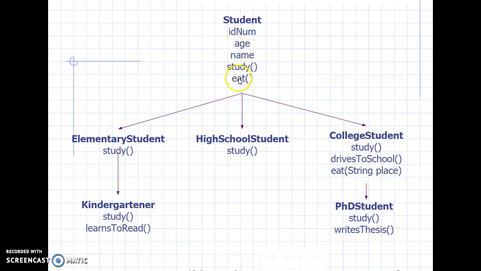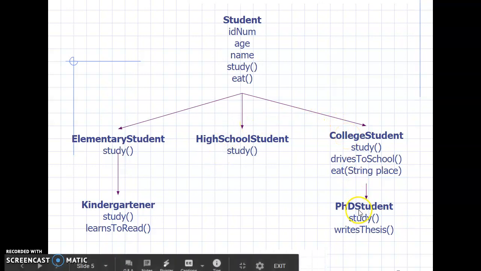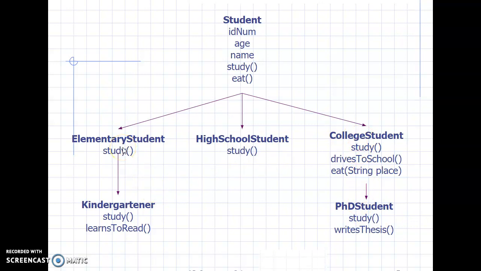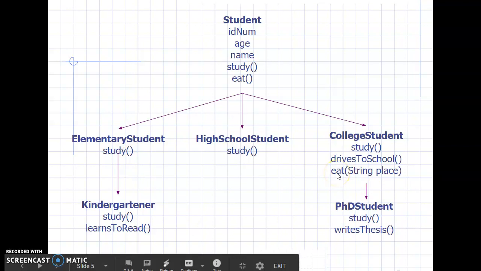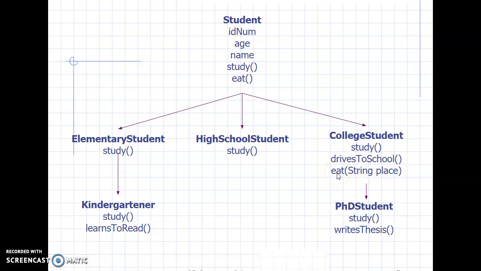Okay, we have a default for study and a default for eat because all students study and all students eat. So now, all students study different ways depending on what type of student they are. An elementary school student studies differently than a high school student, who studies differently than a college student. A PhD student even studies differently than a college student, and a kindergartner definitely studies differently than, say, a fourth grader or a different elementary school student. We can have additional methods like drives to school, writes thesis, or learns to read, and even this other method called eat string place. I put that in there because I remember that when I went to college, I would eat at a lot of different places because I wanted to find out where my new town is.